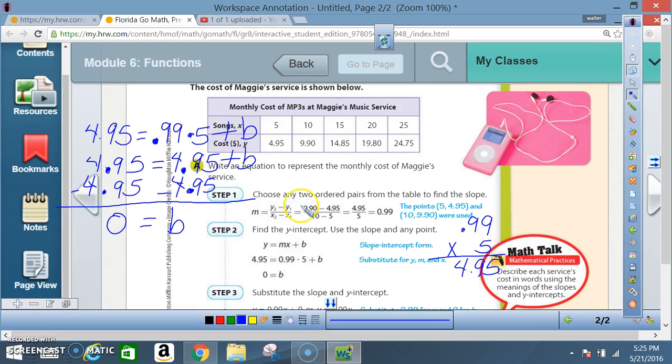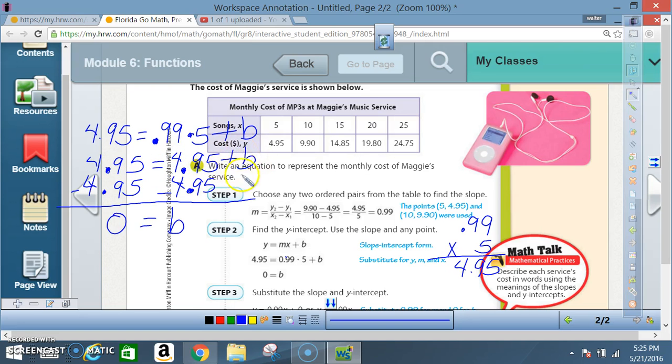For those of us who are still having difficulty solving equations, I'm going to take this equation and put it up here. So now I have 4.95 is equal to 0.99 times 5 plus b. Now 0.99 times 5 is 4.95. So now I have 4.95 is equal to 4.95 plus b.